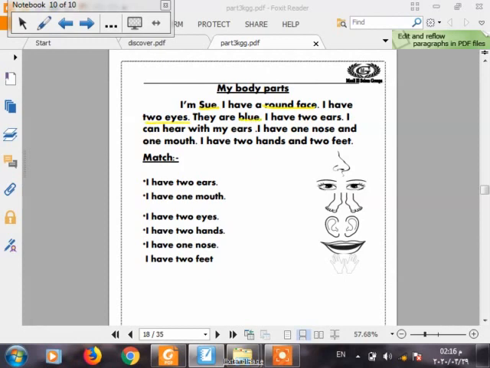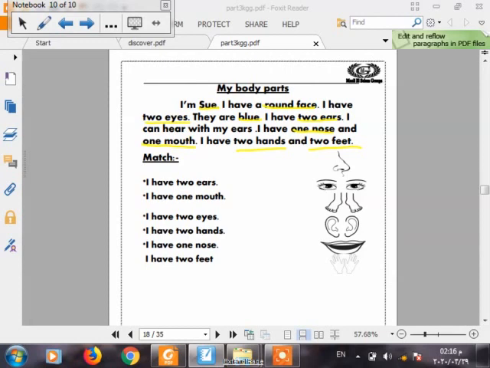I have two ears. She has two ears. I can hear with my ears. I have one nose. She has one nose and one mouth. I have two hands. She has two hands and two feet. Let us now answer the question. We have here match. Let us match it together.